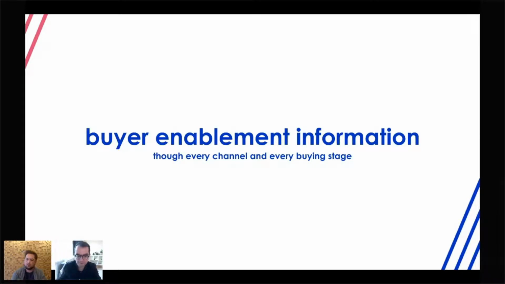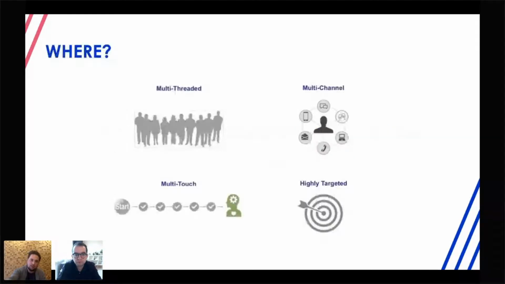Mm-hmm. So this is exactly what you just said, Romeo, about buyer enablement information through every channel and every buying stage. We should not be focused on only one stakeholder, but also on what each stakeholder has in mind in that specific buying decision process. So the CFO will, in the first stages, be interested in an estimation of the project. After that, they will be interested in how exactly we are going to be paid, and so on. So we're focusing on the channels.